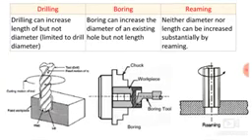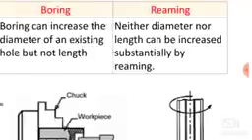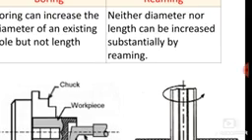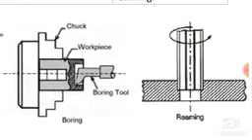Then the third operation, that is reaming. In the case of reaming, neither diameter nor length can be increased substantially. With reaming, basically, it is not expected to increase the diameter or the length, because it is a finishing operation. Only a small amount of material can be removed. So very little material along the periphery of the hole is removed. So it is not expected to increase the diameter or the length with the help of the reaming operation.